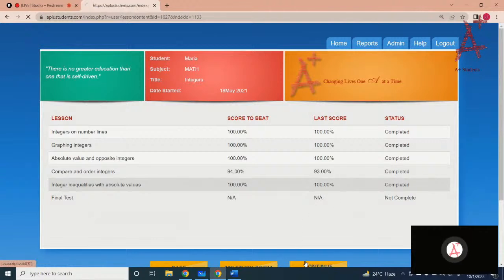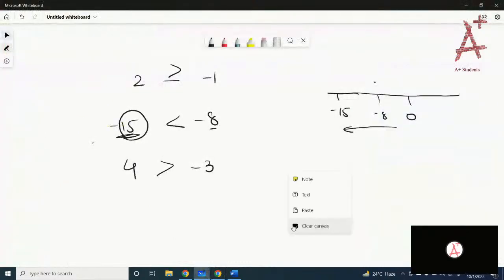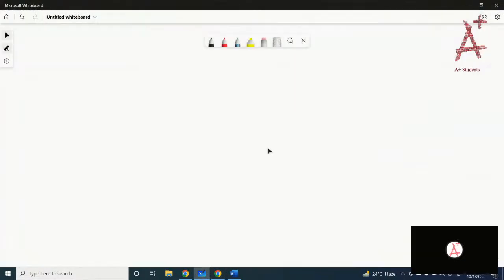Let's move on to the next lesson, that is integer inequalities with absolute values. Let me write down the lesson name. Okay, integer inequalities with absolute values.